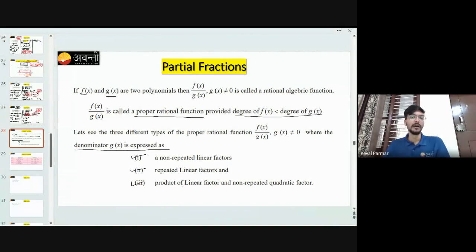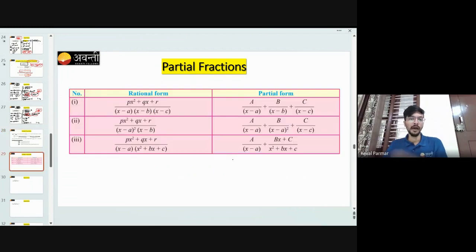And third, product of linear and non-repeated quadratic. Means we have a linear and, beside it, a quadratic. Got it? So first one is linear. Second one is linear, but they can be repeated. And third is linear into quadratic. Okay? So how does this look like? Here.